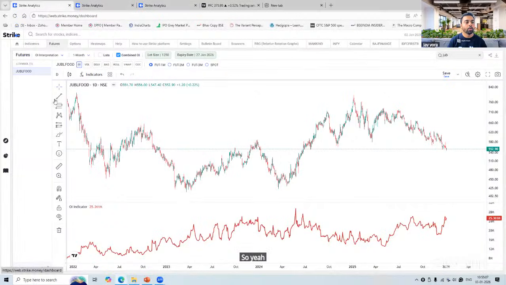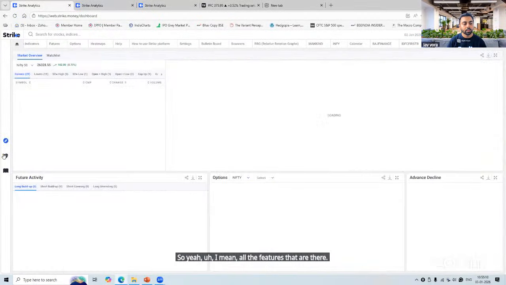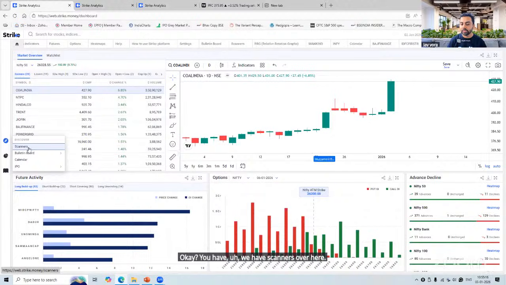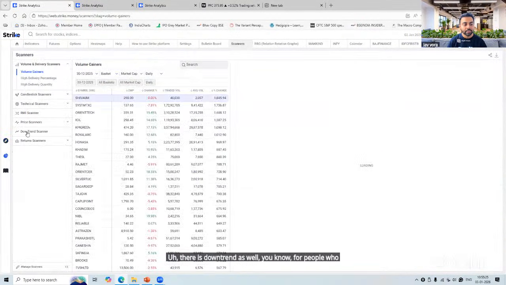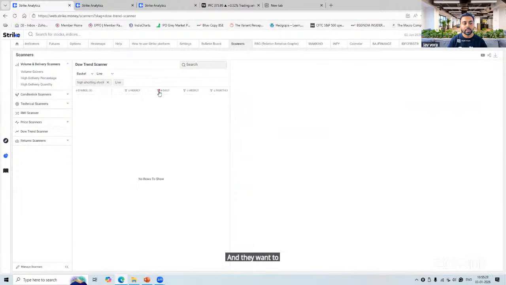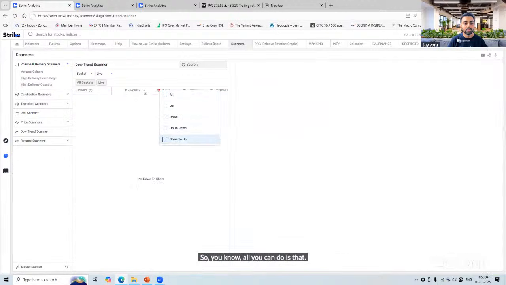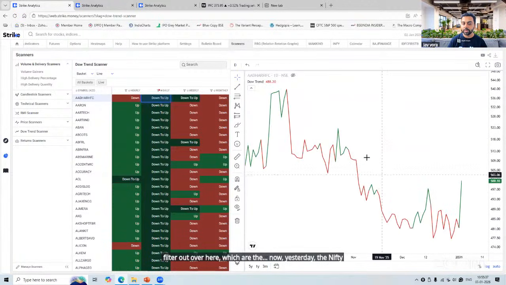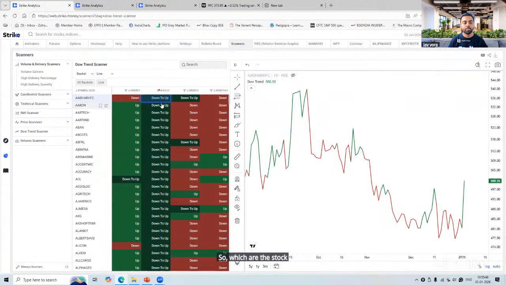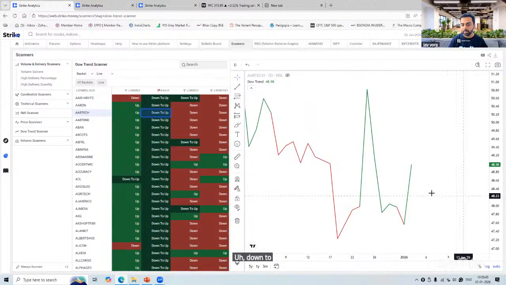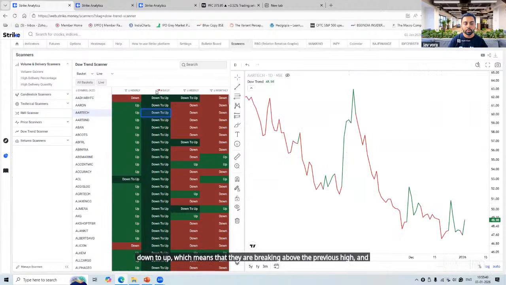All the features that are there, you will get on the left side over here. We have scanners. We have built different scanners. Many people like RMI, and there is Dow trend as well, for people who follow price action and want to find where the turnarounds are happening. You can filter out, since yesterday the Nifty index did give a breakout, which stocks are breaking above the previous high. You will find them in the signals of down to up, which means they are breaking above the previous high and could be looking good.